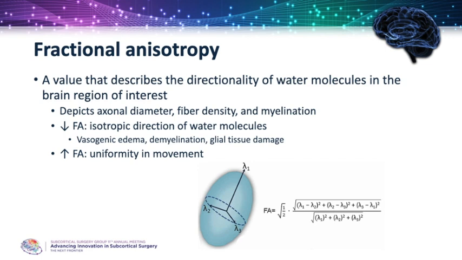An elevated FA can give you an idea that there's been some sort of damage, whether in the form of edema, demyelination, or some glial tissue damage, where the flow of water is not in a uniform state. A decrease in the FA often shows uniformity in water molecule movement, or no or little damage.